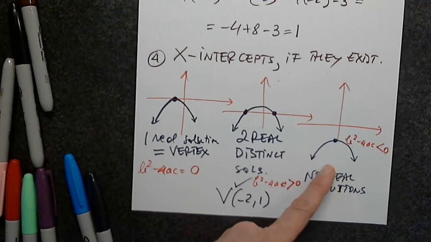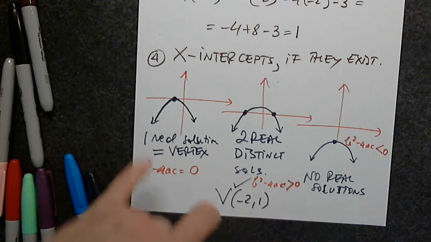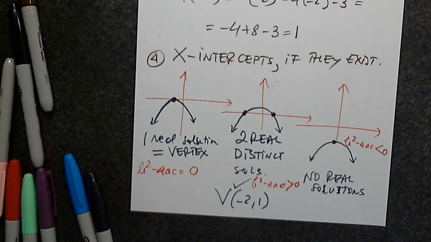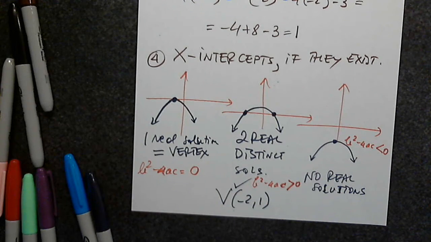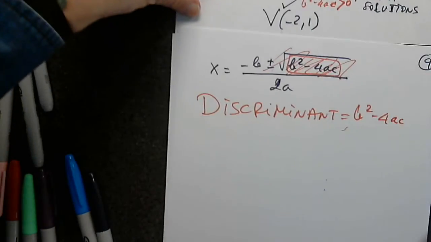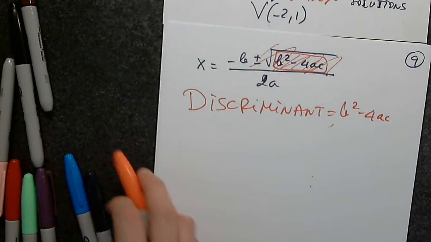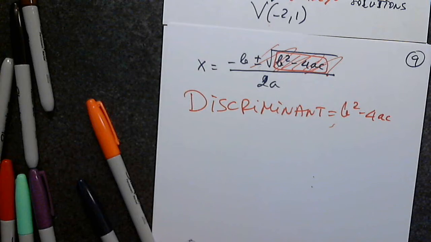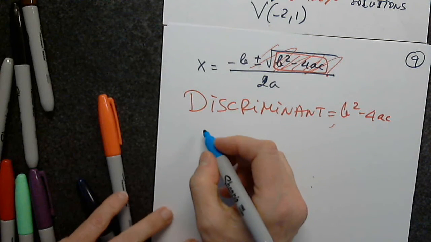Right? So if it's this, I'm done right away. If it's this, I'll say no solutions. But for this one, I have to work. Ready? How do I find the x-intercepts? I know they exist. How do I find them? Plug 0 for y. Exactly.